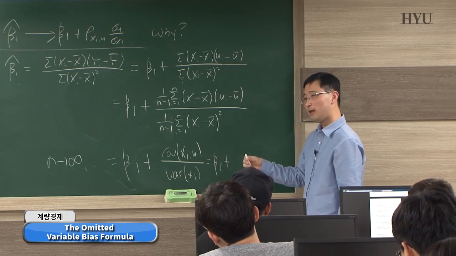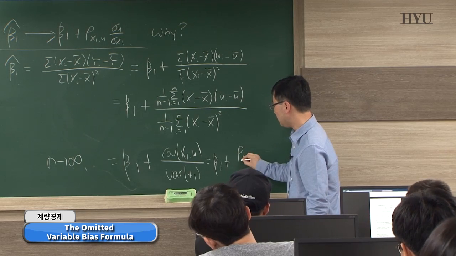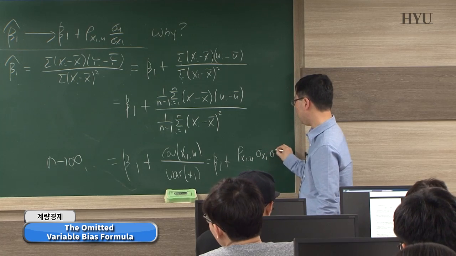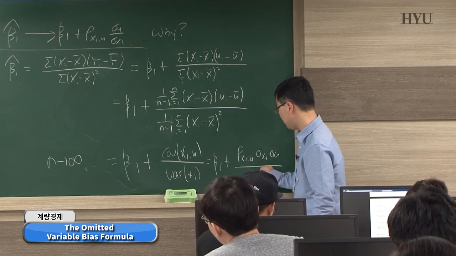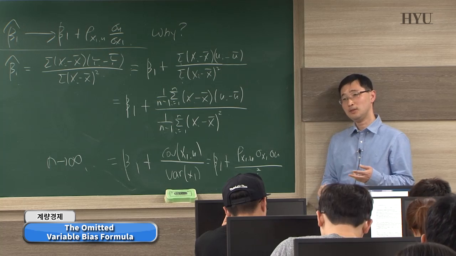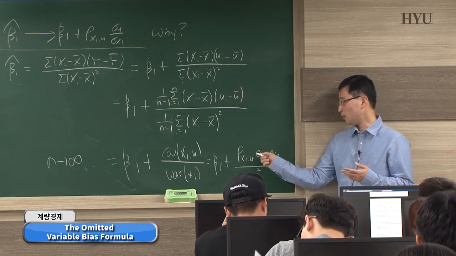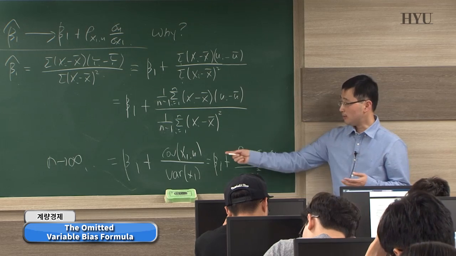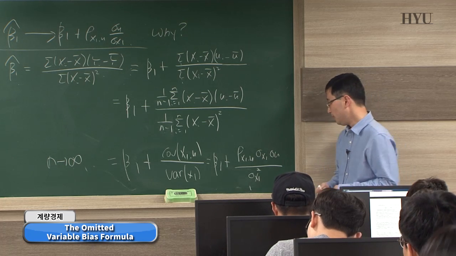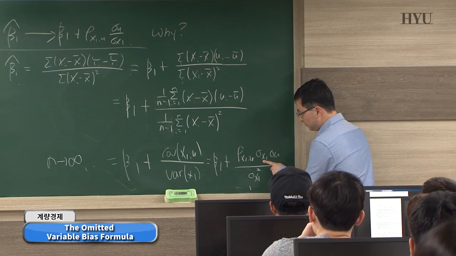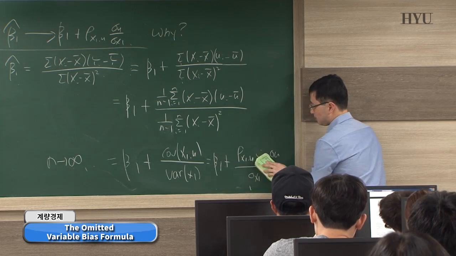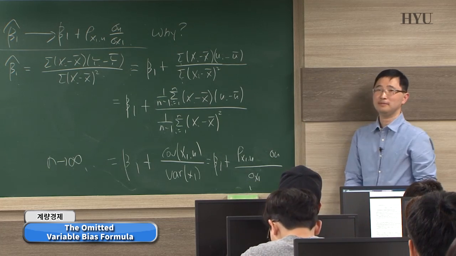Now, do you remember that the covariance is correlation coefficient times standard deviation of each variable? The covariance is correlation times standard deviation of x1, the first variable, and the standard deviation of the second variable, right? Now, this sigma x1 will be cancelled out by one of the sigma x1. So let me just erase it. So that's the formula. Okay? So it's very simple.